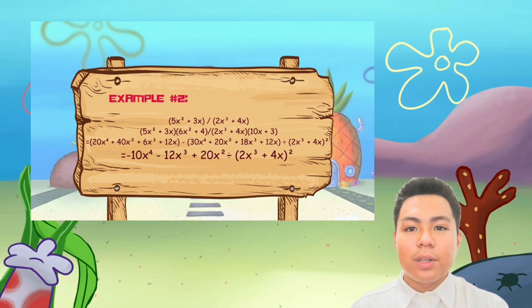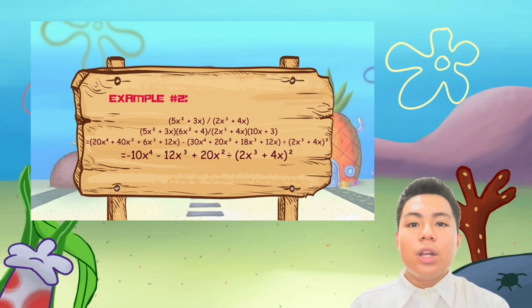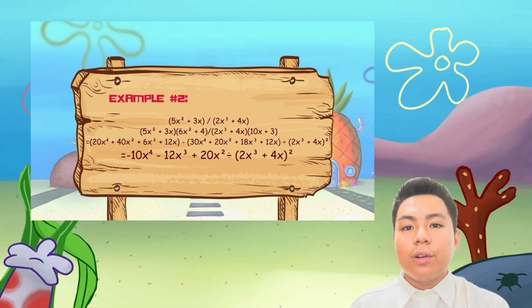Now we will expand the terms. So 10x times 2x cubed gives us 20x to the 4th power. 10x times 4x gives us 40x squared. 3 times 2x cubed gives us 6x cubed. 3 times 4x gives us 12x. Now if we expand 6x squared plus 4 times 5x squared plus 3x, it will give us 30x to the 4th power, 18x cubed, then 20x squared, and 12x.